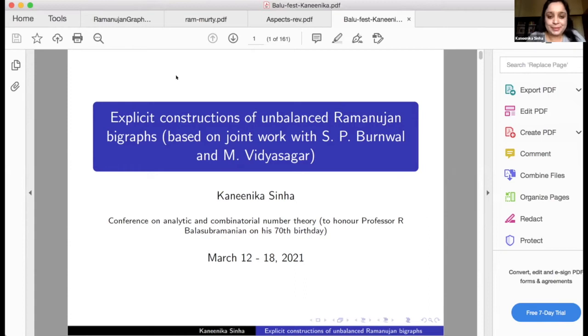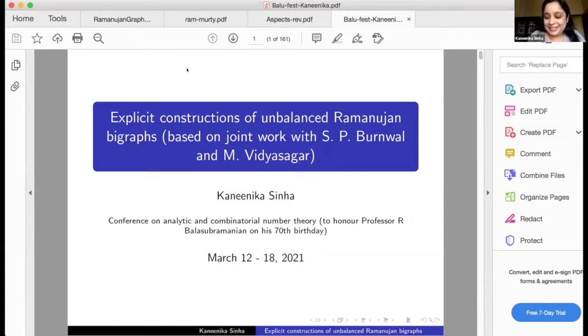Wishing Professor Balasubramanian a very happy 70th birthday. Five years ago, we had two big celebrations to celebrate his 65th in two different cities in India. But this time it looks like we have an even more massive celebration, with so many people across so many continents and countries joining in.